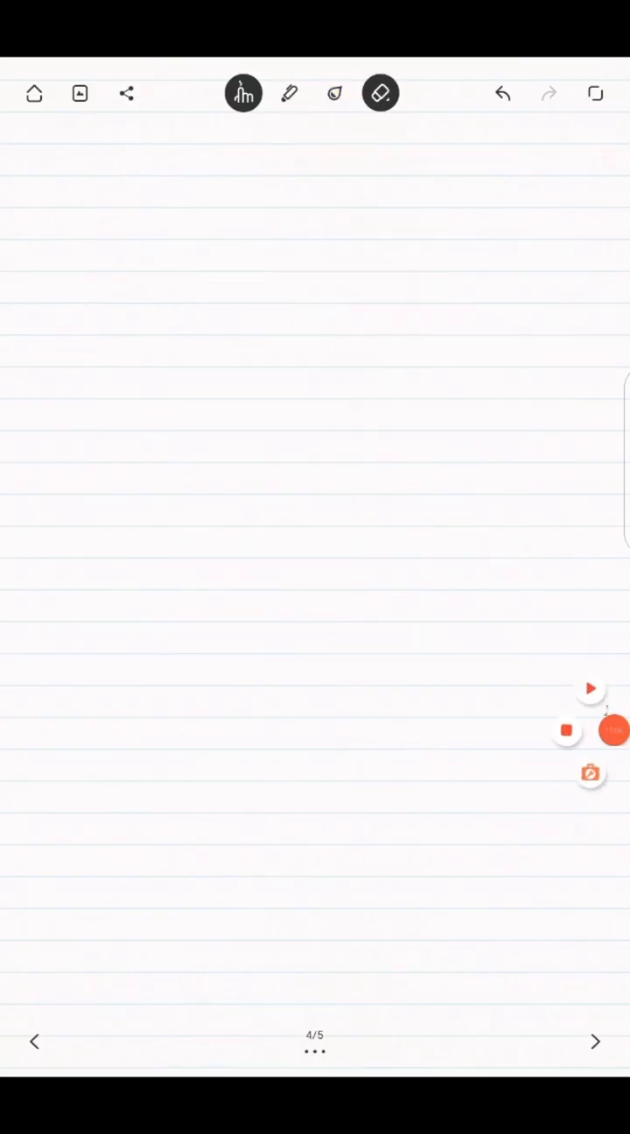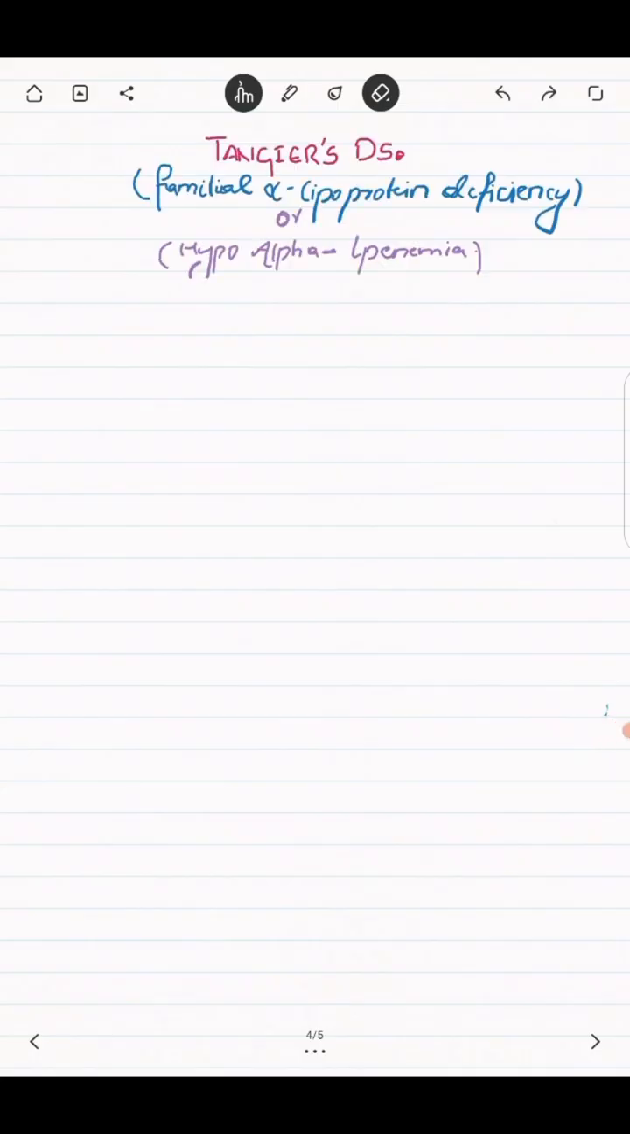Okay. Now since we have learned in detail about the anatomy and physiology of lipoproteins, how they work and what they are made of, we'll learn about an important disease based on these lipoproteins. That is Tangier disease. What is Tangier disease? Tangier disease is also known as familial alpha lipoprotein deficiency or hypoalphalipoproteinemia. What it means is that there will be alpha lipoprotein deficiency.